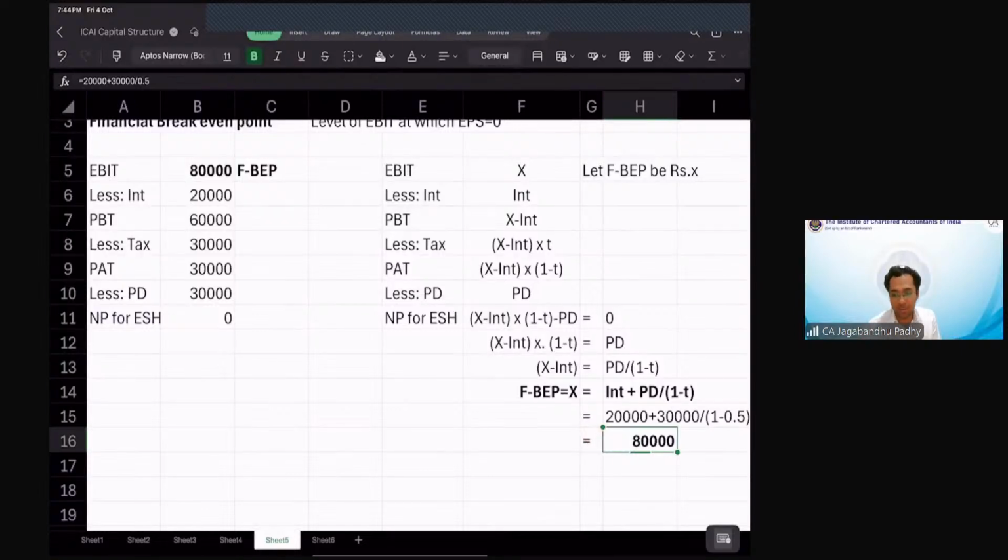What's the formula for the financial break-even point? It is interest plus preference dividend divided by 1 minus T. Interest plus preference dividend divided by 1 minus T. Got it, everyone? Yeah, Bhavna. Do you have anything to say?